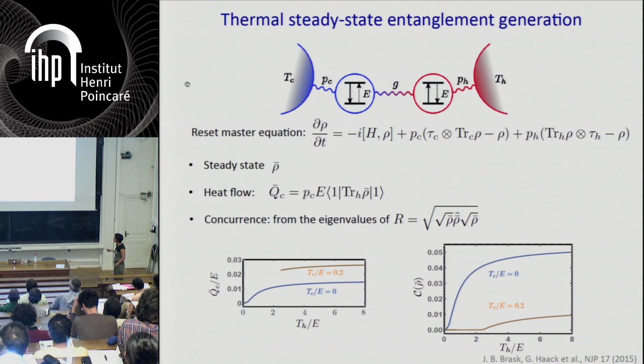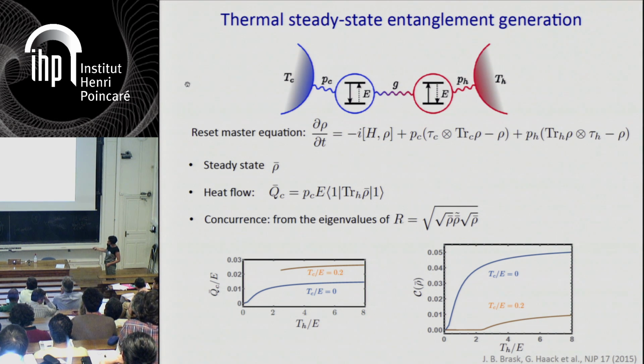Okay, it's very simple. Then from this steady state, I can compute the concurrence, which is a measure that can be calculated from the eigenvalues of this matrix. This is a very well-known tool in quantum information. And this is what we get. So for the heat flow and the concurrence as a function of the temperature of the hot bath, and for two values of the cold bath.